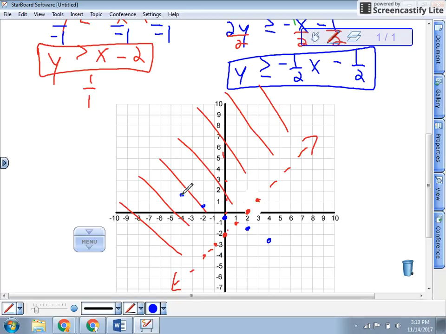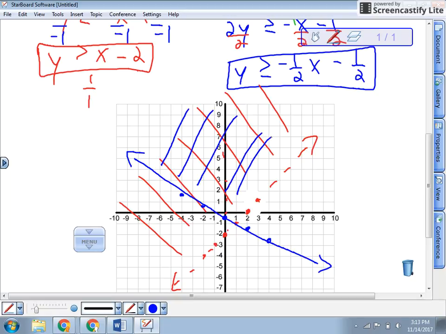Now it's going to be a solid line because the inequality has the equal sign. And this again is greater than, so we're going to graph above. Where do the y-values get greater? They get greater above. So we're going to graph all of this.